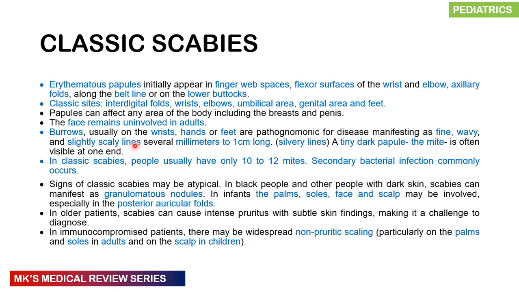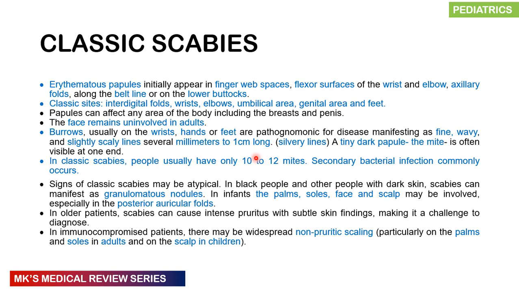So in this type of classic scabies, people are usually going to have about 10 to 12 mites. Now, secondary bacterial infection is very common. Remember that I say this is very itchy, so you can often get the child scratching the hell out of the skin. And of course, it causes some abrasions and some opening of the skin. Staphylococcus that lives on the skin can infect these openings and cause a staphylococcal skin infection.